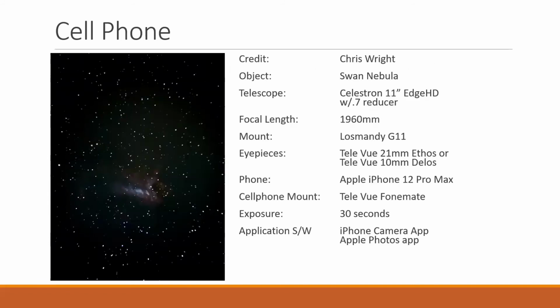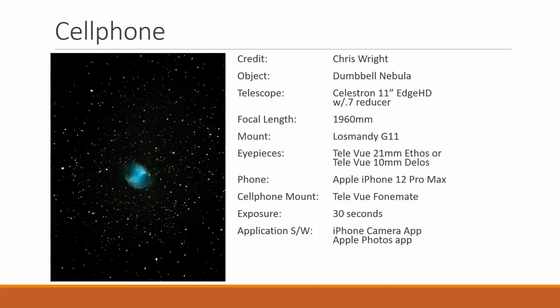And to Suresh's point, here is a deep sky object that Chris took of the Swan Nebula through his telescope. I'm not sure which eyepiece he used. He sent me both, so it's one of those two. A 30-second exposure is probably on a G11 mount, so he was tracking. But again, I would be concerned about pressing the button. I would want to have voice command so that the camera doesn't shake while you're taking a picture, or the telescope doesn't shake. Here's another one by Chris also, of the Dumbbell Nebula.